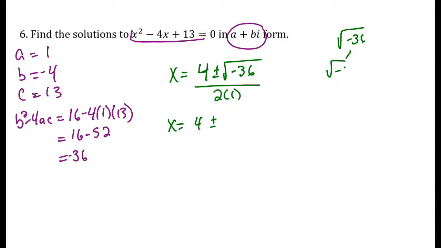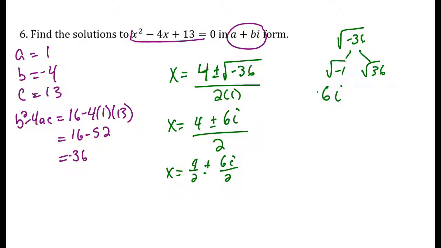Well, that's the square root of negative 1 times the square root of 36. And we define the square root of negative 1 to be i. So that quantity is 6i. Dividing every one by 2, distributing that division by 2, we get 2 plus or minus 3i. Those are the solutions to the quadratic equation there.